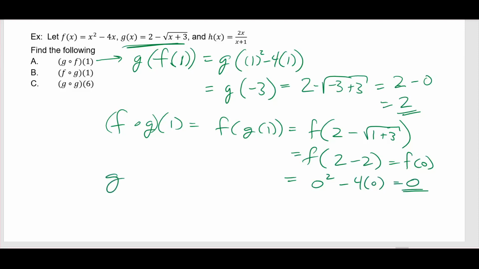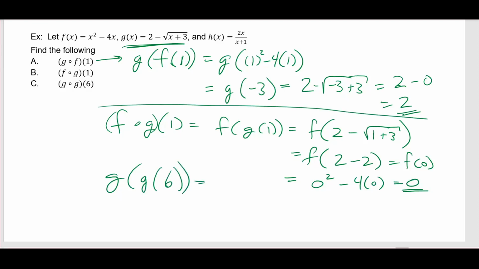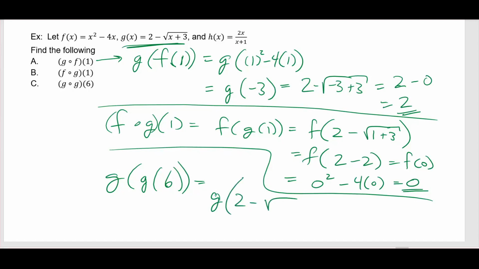All right, one more. We want to do g of g of 6. Same thing here. Let me put some lines between these examples. If I want g of g of 6, first we're going to put 6 into the function g. So we got 2 minus the square root of 6 plus 3. We put 6 wherever we see x in the function g. Now we can evaluate what's inside there. So I got 2 minus the square root of 9, that'd be 3. So this is g of negative 1.